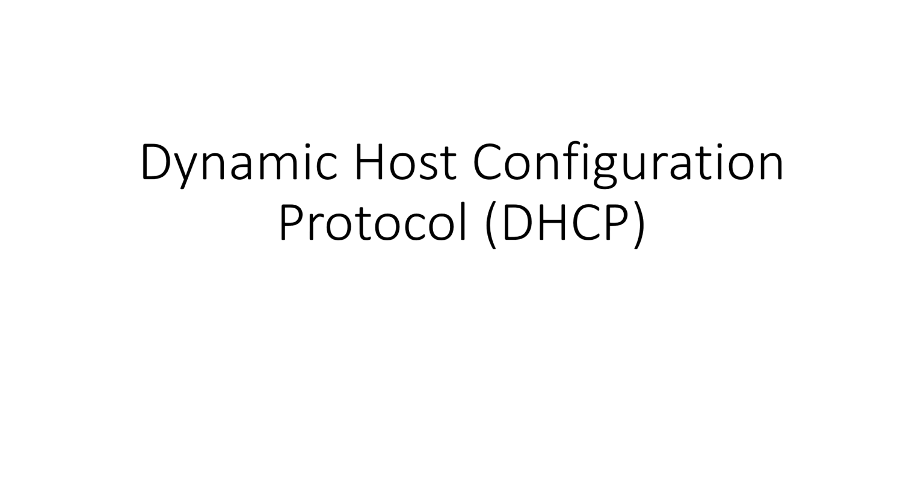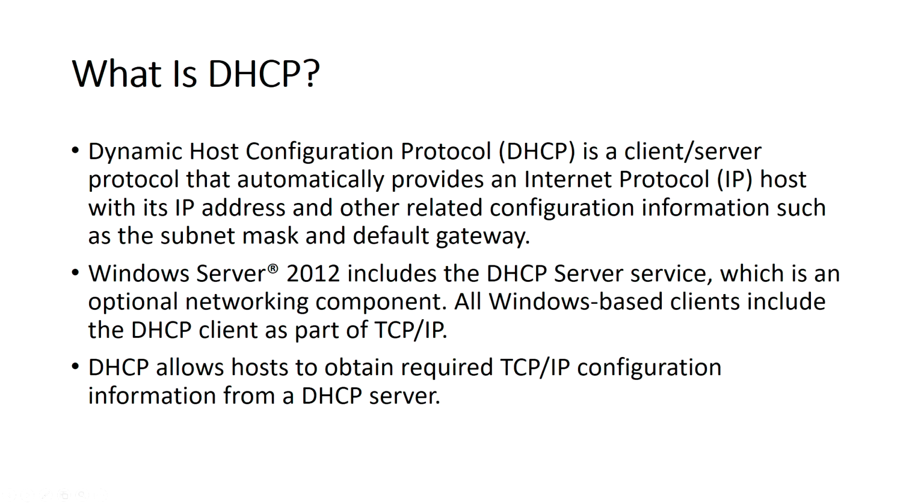One, you are going to miss out some of the numbers, and then you also have to keep a very huge documentation of your IP configuration. Now, Dynamic Host Configuration is a client-server protocol that automatically provides an Internet Protocol host with its IP address and other related configuration information, such as the subnet mask and default gateway. So it's not just an IP address that the DHCP server gives you.